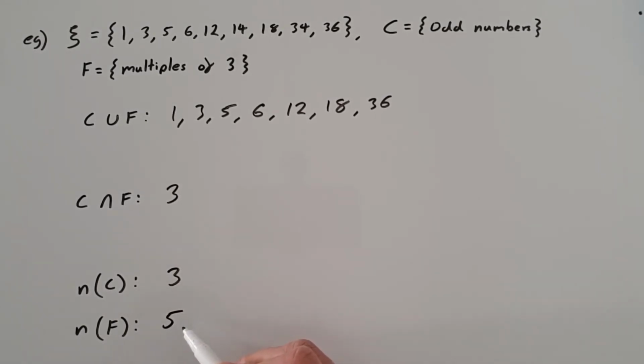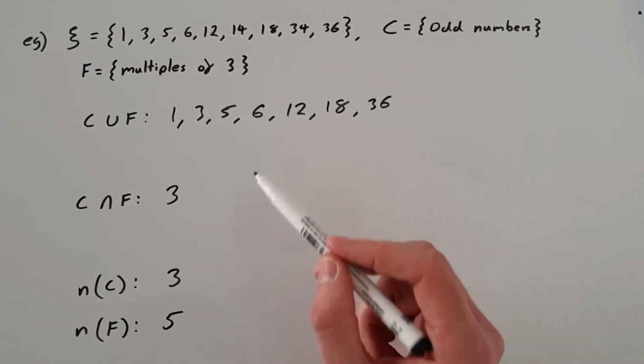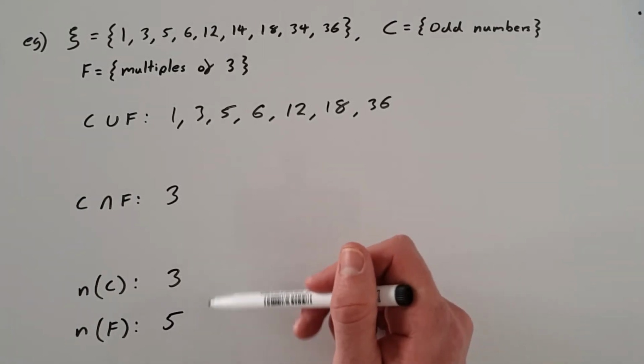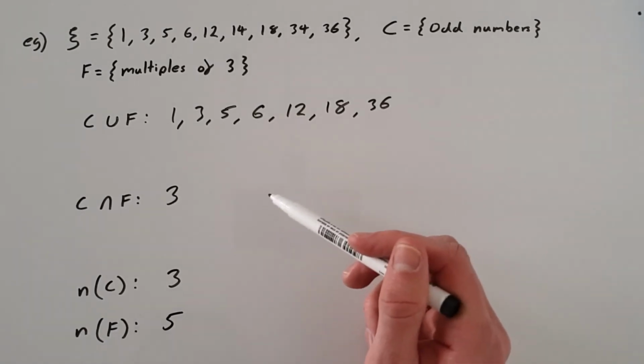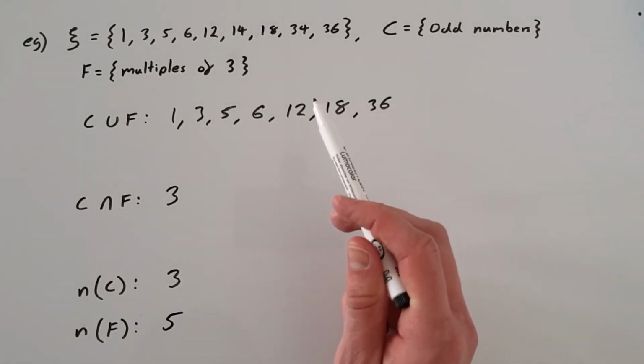Okay, I hope that made sense. I hope that gave you a good demonstration of what the union, the intersection, and the number of members symbols are, and how you can work them out with a good example here. I hope that helps.